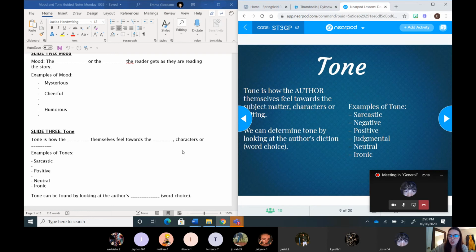A tone could be judgmental. It could be neutral. It could be ironic, which again could mean sarcastic. So the author sets their tone, how they feel about a subject or a character or a setting, and that creates a mood for us for how we feel when we're reading it.